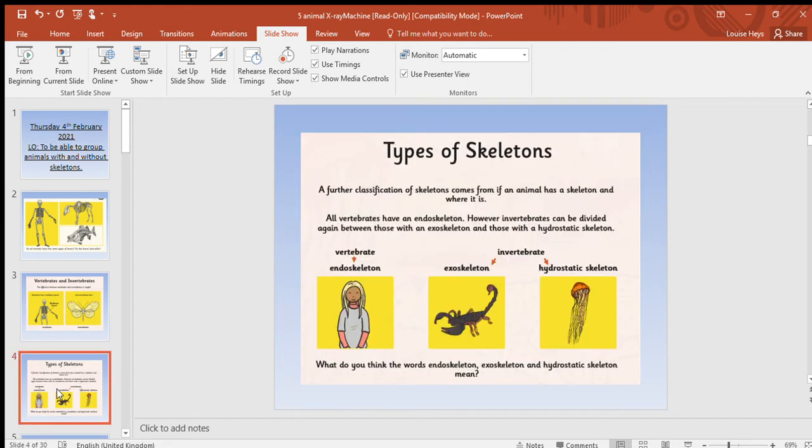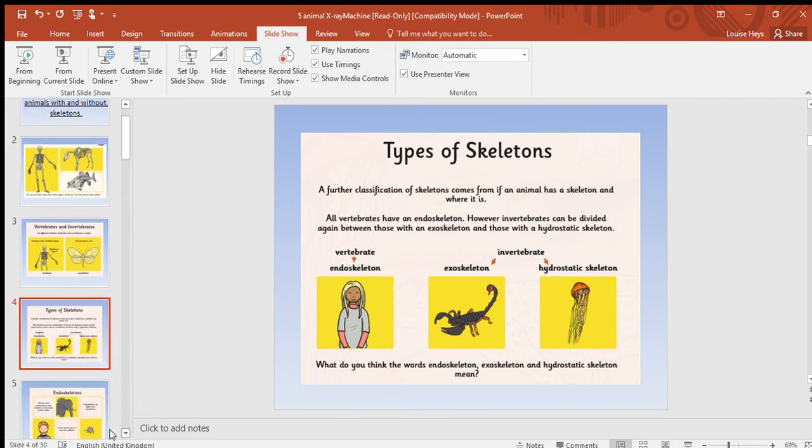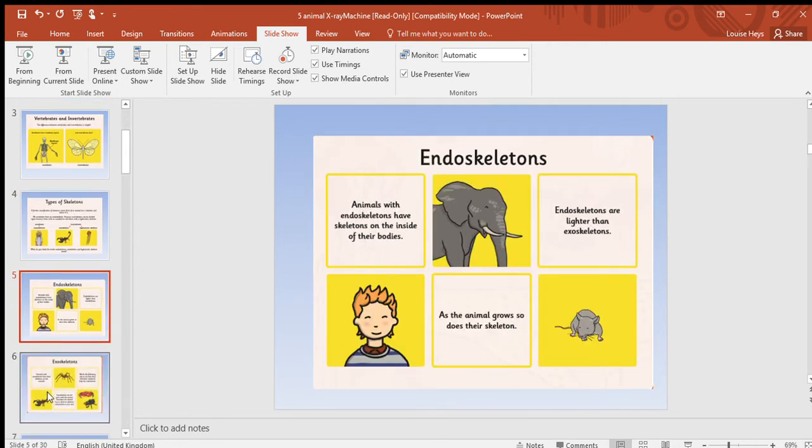Now, you can further classify skeletons by looking at where their skeleton is. So, all vertebrates have an endoskeleton, which means it's inside the body. However, invertebrates can be divided again into exoskeletons and hydrostatic skeletons. Now, we're going to look at each of those in more detail. So, the endoskeletons. Animals with endoskeletons have skeletons on the inside of their bodies. Endoskeletons are lighter than exoskeletons, and as the animal grows, so does their skeleton. So as they get bigger, the skeleton gets bigger with them.